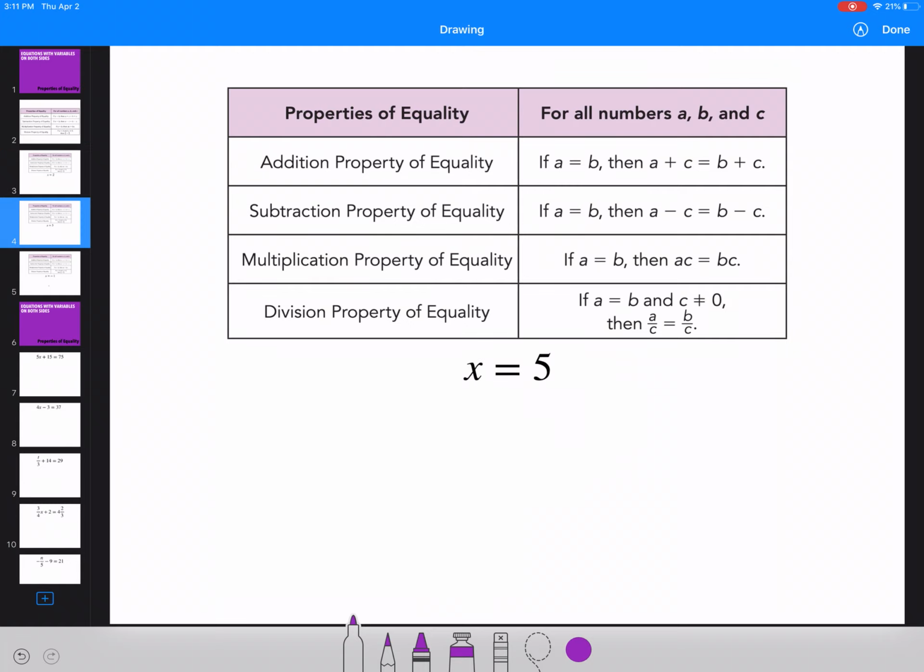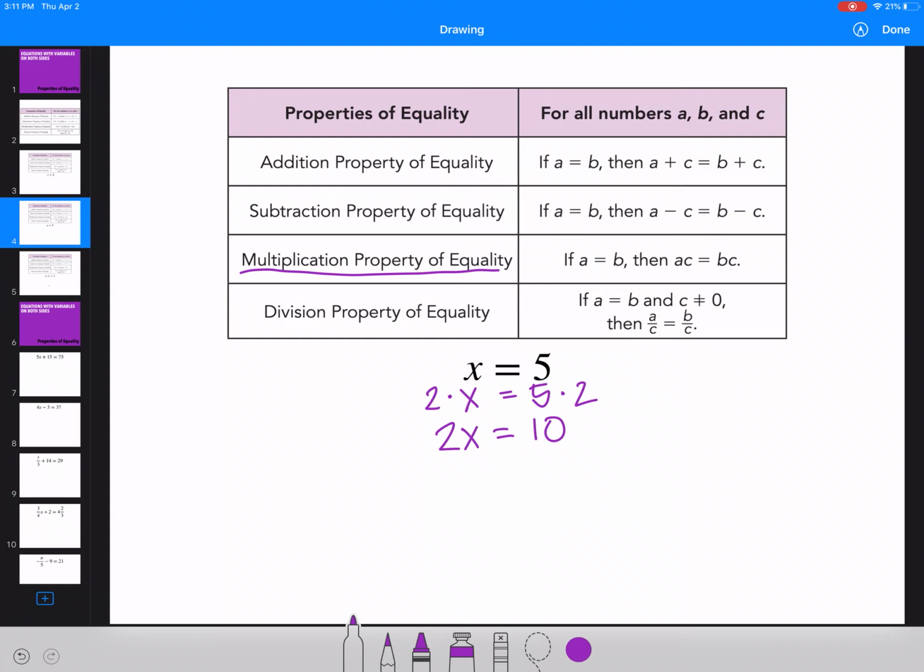So let's transform some other equations. So we have x equals 5, and we're going to use the properties of equality to create an equivalent equation. So we're going to use the multiplication property of equality. I'm going to multiply both sides by 2. 5 times 2. And this equation also could be written as 2x equals 10.